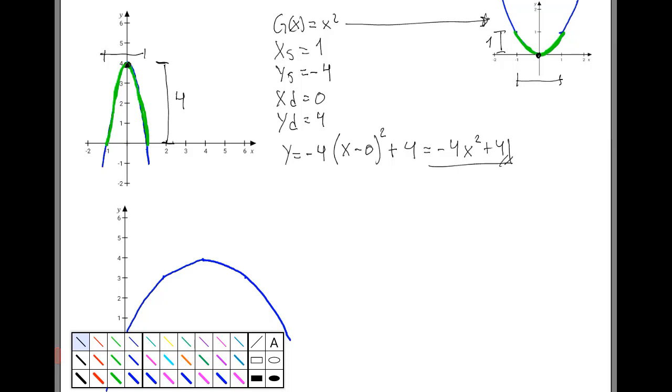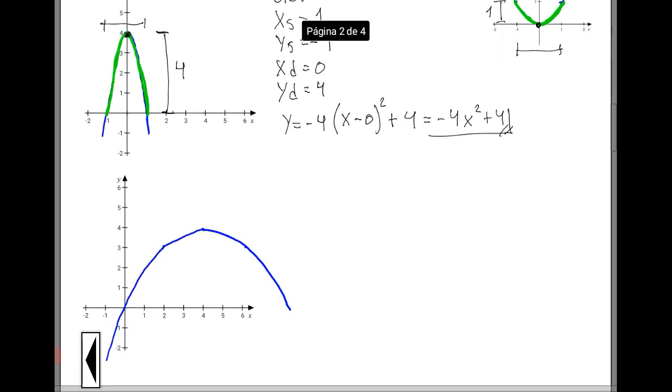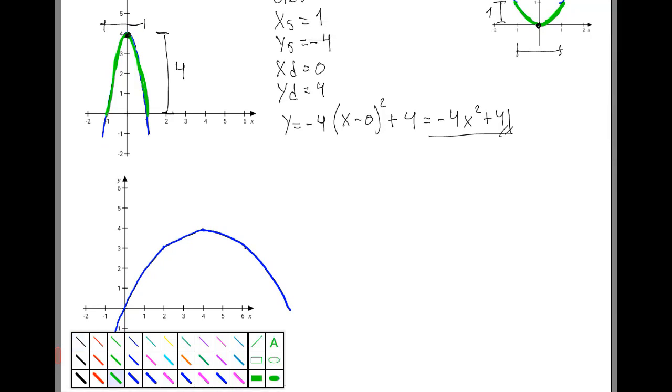For the second one, what we're going to do is to mark again what we are using as reference. For this one, I would like to use this reference. You can use another reference if you want, but this is the one that I am going to use. So again, we are using g of x equals x squared. Why? Because x squared corresponds to this graph, the one we're going to manipulate.